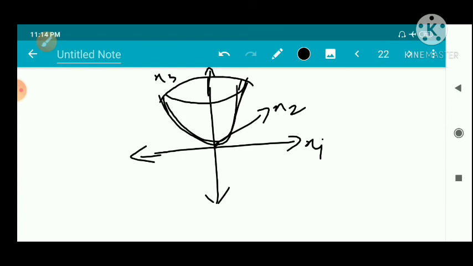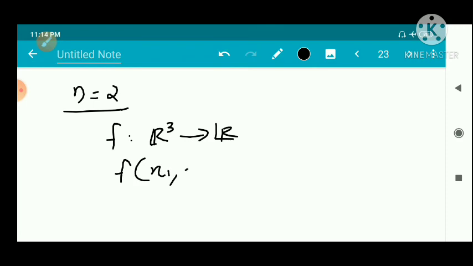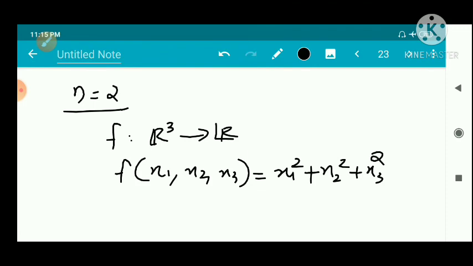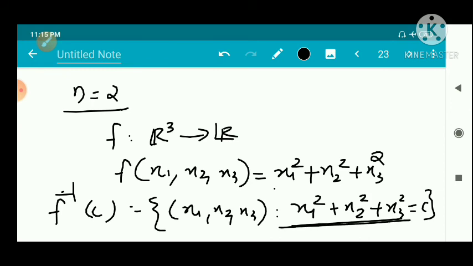Okay. Next case, n equal to 2. We considered n equal to 0, 1. Now n equal to 2. So f is a function from R3 to R, defined by f of x1, x2, x3 equal to x1 square plus x2 square plus x3 square. Then what is the level set? F inverse of C equal to the set of all x1, x2, x3 such that f of x1, x2, x3 equal to c. That is x1 square plus x2 square plus x3 square equal to c. It is the equation of a sphere centered at the origin 0, 0, 0 and radius root c.